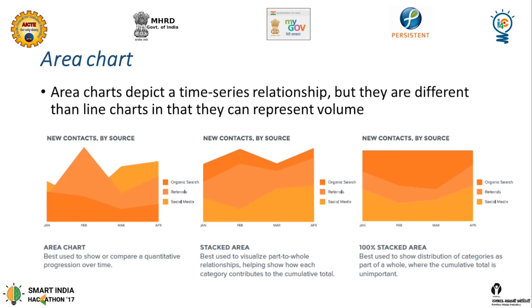The area chart is a kind of line chart, you can say, but it can represent volume also. So the same example I will take in a stock market stock chart.